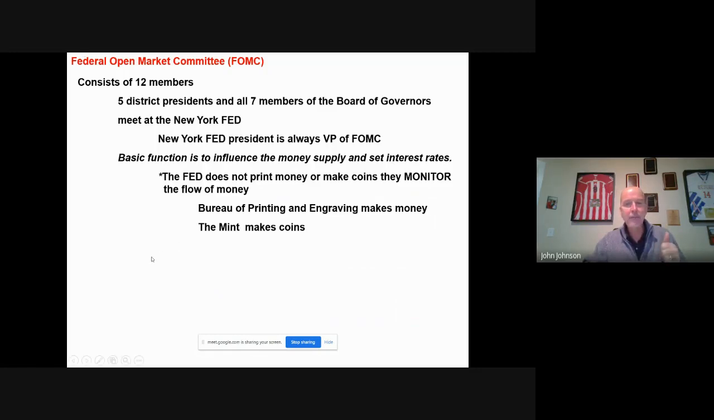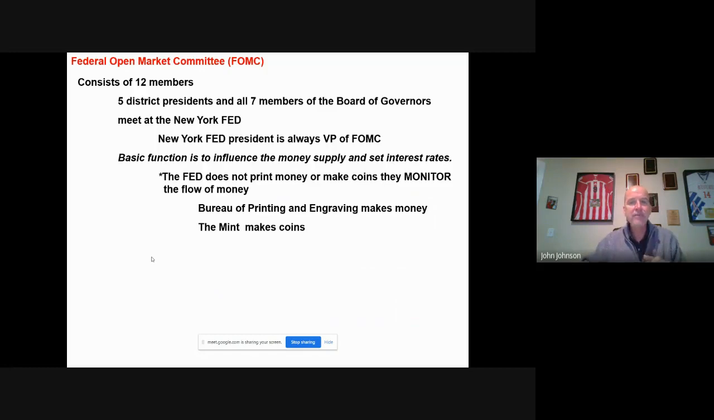The Fed does not print money. They do not make coins. It's called stamping coins. They don't do that. Another group does it, and then the Fed monitors the flow. The group in charge of actually making our paper money, the notes, is the Bureau of Engraving and Printing. And the group in charge of making our coins is the Mint.